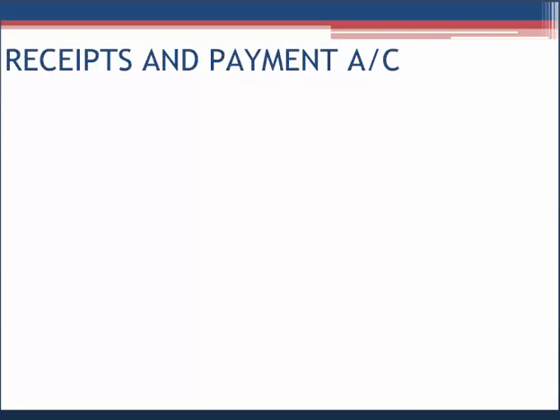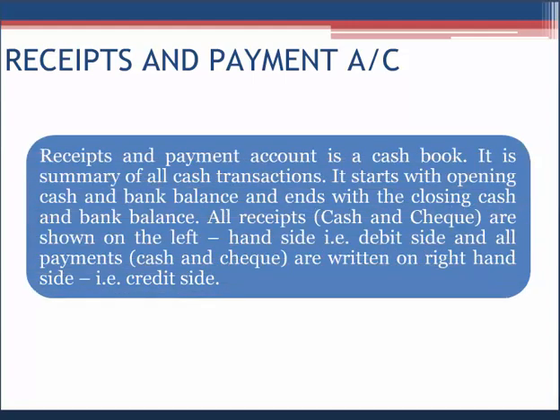Let us go through each financial statement in detail now. Let me start with the first one, the receipt and payment account. Now, the receipt and payment account is a cash book. It is a summary of all cash transactions. It starts with the opening cash and bank balance and it ends with the closing cash and bank balance. All receipts, that is cash and cheque, are shown on the left hand side, that is the debit side, and all payments, that is cash and cheque, are written on the right hand side, that is the credit side.